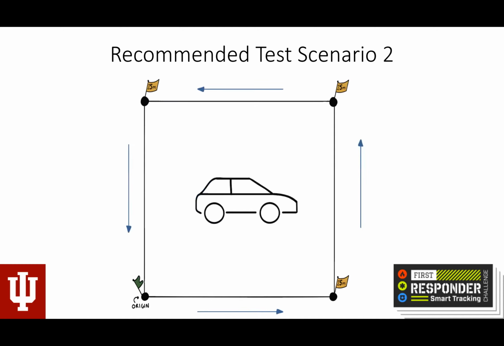Next is a large square with 15-meter sides. In this one, we are asking you to place a large obstacle, such as a car or something very similar to that, in the middle of your square, just so we can get a feel for your ability to track through large blocks or other obstacles. Thank you, that's the word.